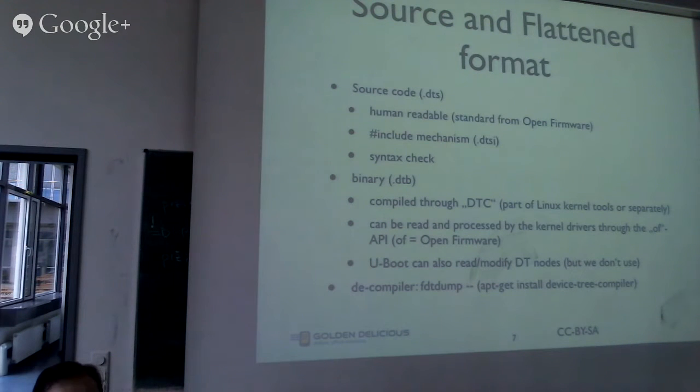The source code is, of course, human readable, which is sort of a standard defined by Open Firmware. There's an include mechanism, the DTSI, which helps to modularize these device trees, something I mentioned with the board files, which did not happen, that two very similar boards did not share code of the board file. Here with the device tree it can be done. And the compiler is of course doing a syntax check. The binary is compiled through the device tree compiler, which is part of the kernel tools. So if you git clone a kernel tree, you will have the compiler included in that kernel tree in the, I think, scripts directory. Or some distributions have it as a separate package.